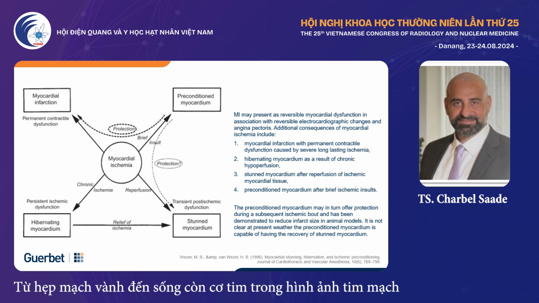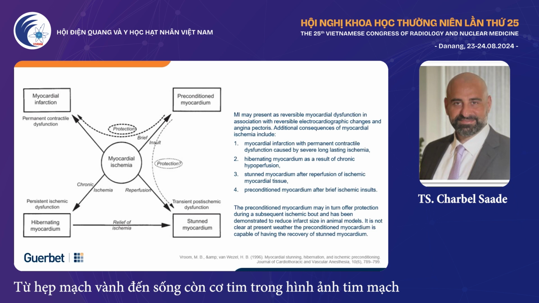So let's take a look at myocardial infarction now. It may present as a reversible myocardial dysfunction in association with reversible ECG changes and angina pectoris. But additionally, consequences of myocardial ischemia include myocardial infarction with permanent contractile dysfunction caused by severe long-term ischemia. You could also have a hibernating myocardium, stunned myocardium, or a preconditioned myocardium.